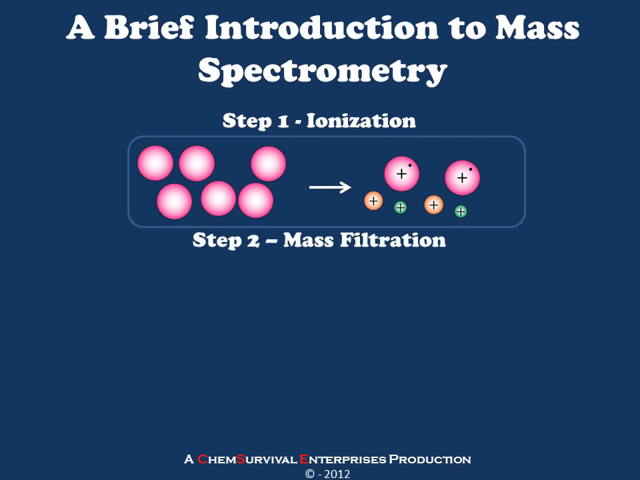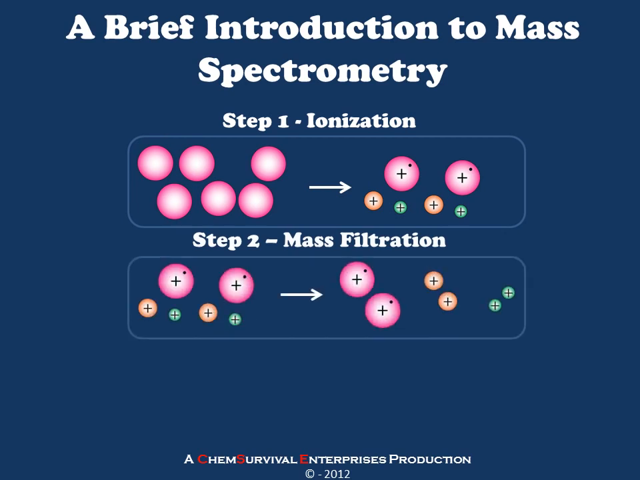Once we've created our ions, the next step is mass filtration or mass analysis. In some way, we need to organize all of the ions generated based upon their mass and separate them in space because of this parameter.